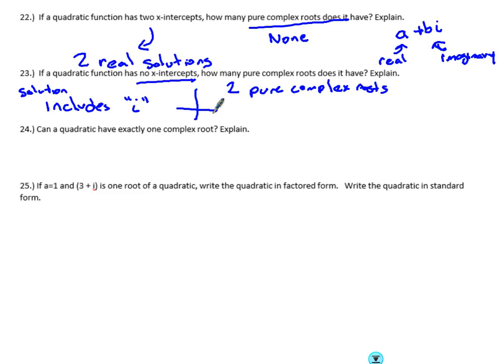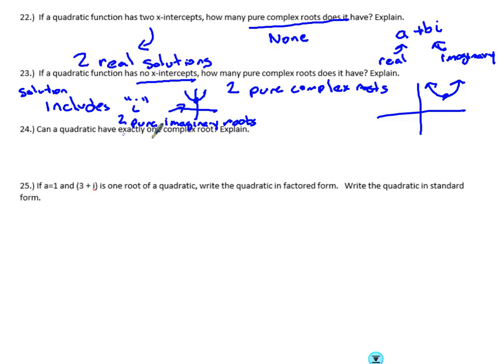If your graph has a vertex at the y-axis, it'll have 2 pure imaginary roots. So that's at the y-axis and no x-intercepts. If your graph is located anywhere else with no x-intercepts, then you will have 2 purely complex roots, because the solutions include i.